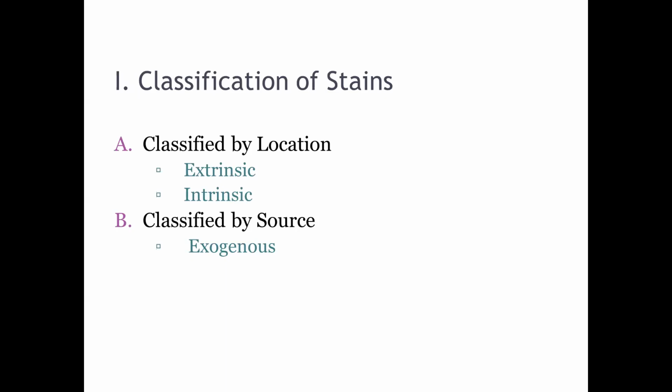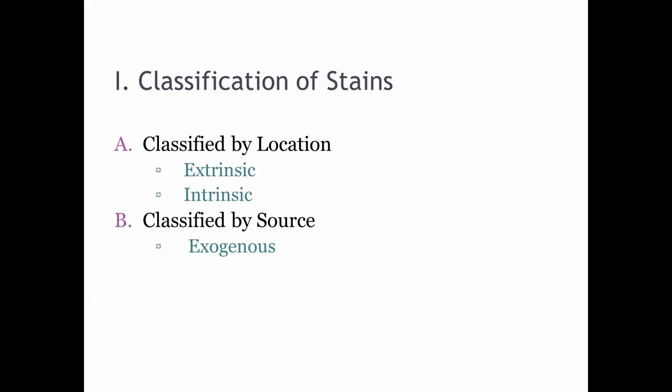So let's talk about the classification of stains. You can have intrinsic or extrinsic stain. Extrinsic stains occur on the external surface of the tooth and may be removed by procedures such as toothbrushing, scaling, and polishing. Versus intrinsic stains occur within the tooth surface and cannot be removed by techniques of scaling or polishing. Intrinsic stains, though, may be improved by certain whitening procedures.